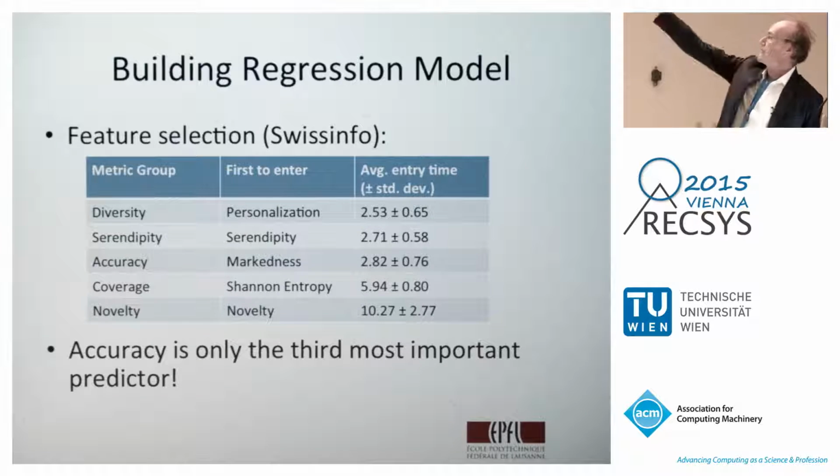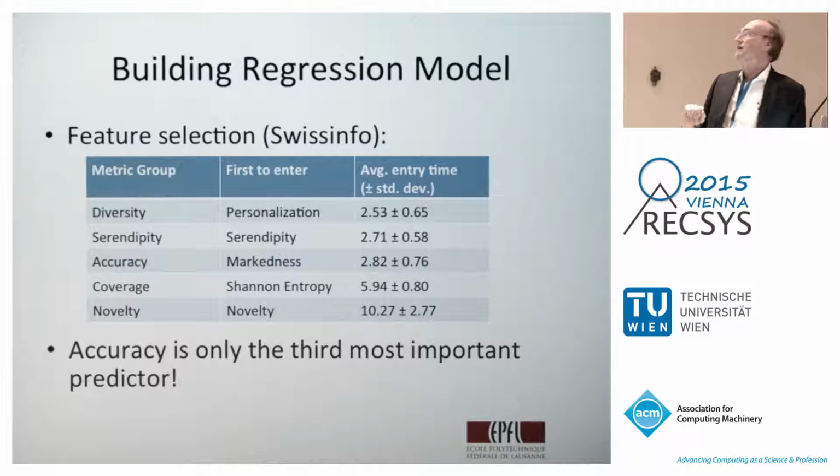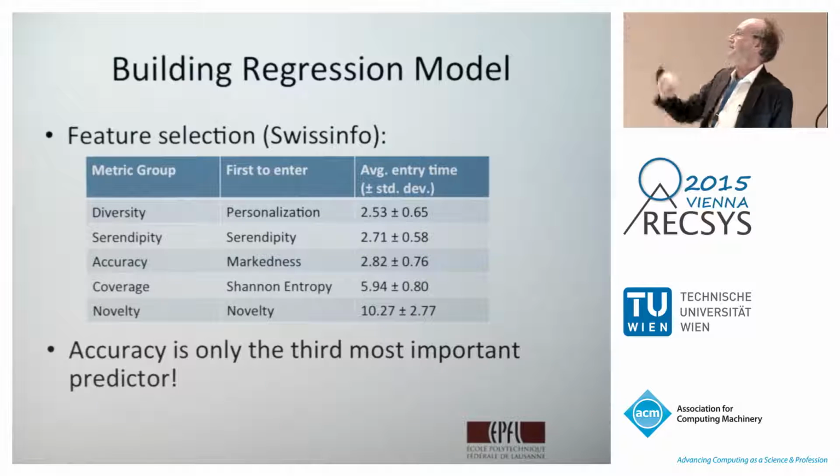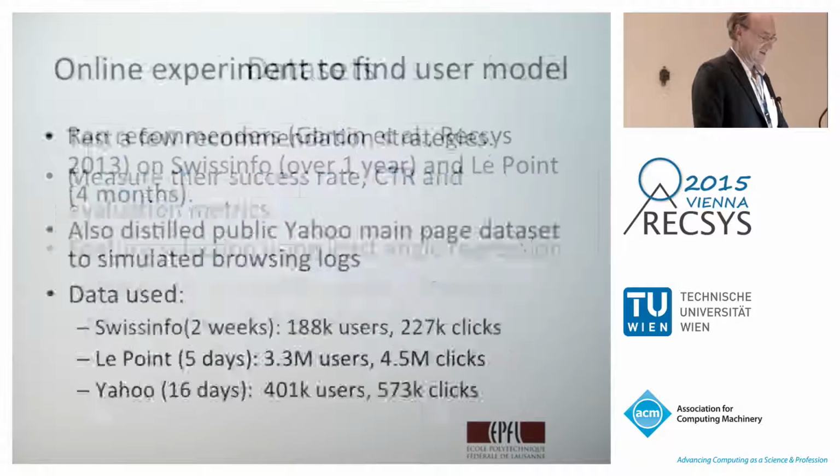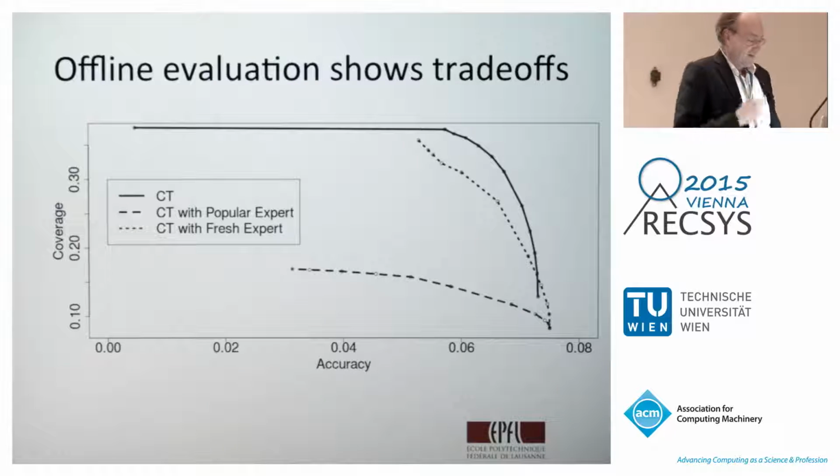Okay? And in fact we have here the order in which they entered. So diversity was the first one to enter, and it is the most important one. Serendipity the second. Actually, a lot of people said coverage and novelty, but they actually don't enter that much into that. Okay, so I skipped a little bit ahead.